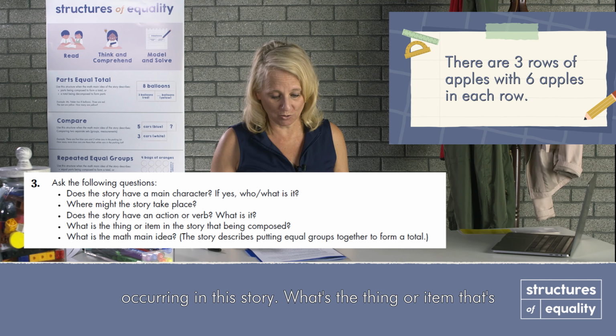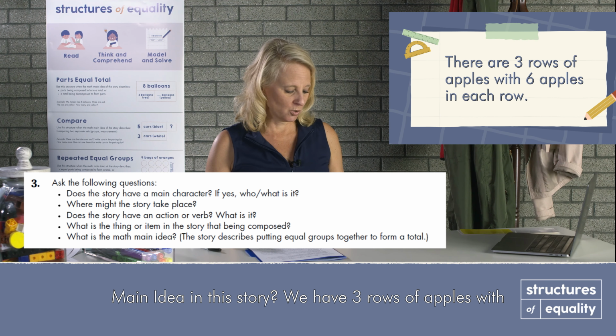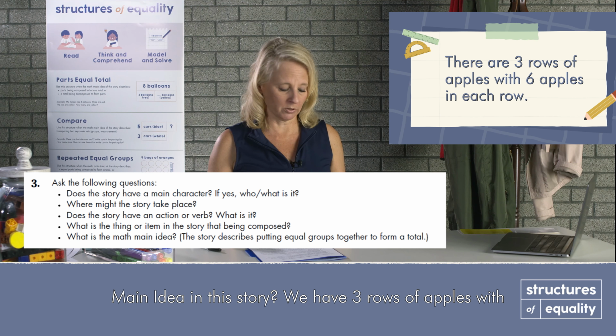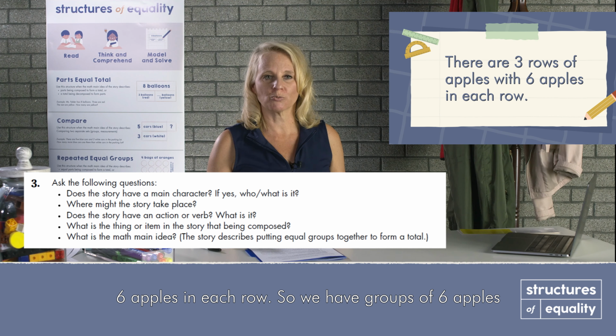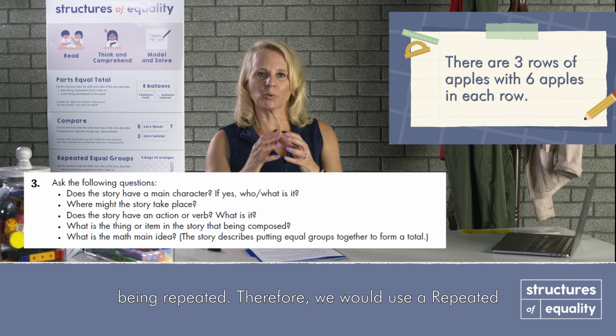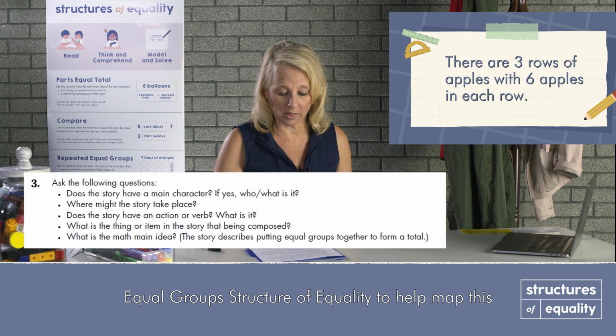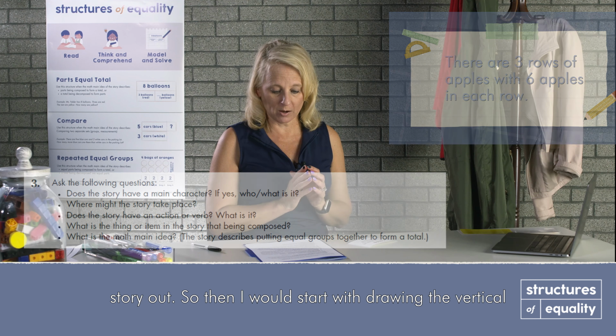What's the thing or item that's being composed or decomposed? Well, we're composing apples, so that's the thing or unit. What's the math main idea in this story? We have 3 rows of apples with 6 apples in each row. So we have groups of 6 apples being repeated. Therefore, we would use a repeated equal group structure of equality to help map this story out.